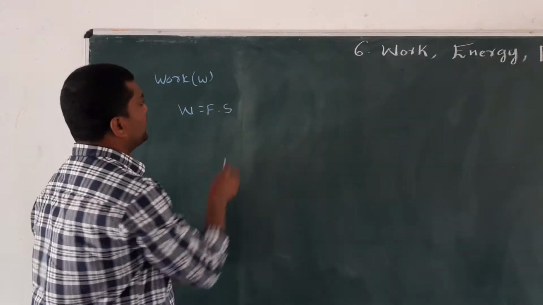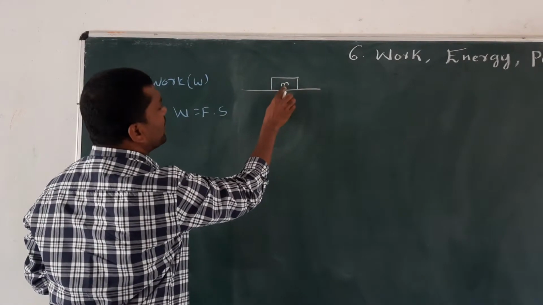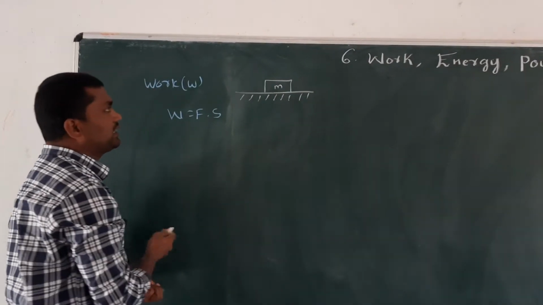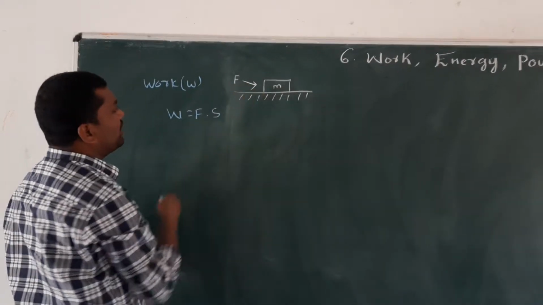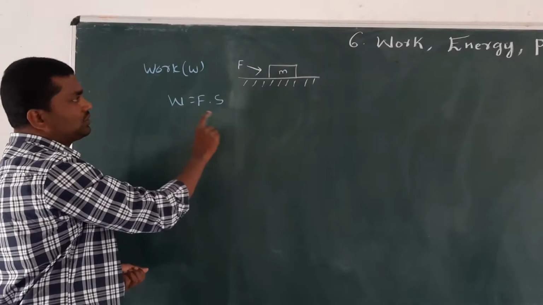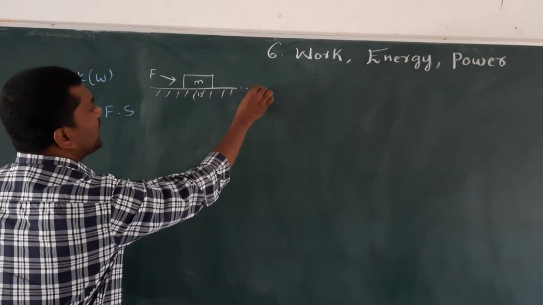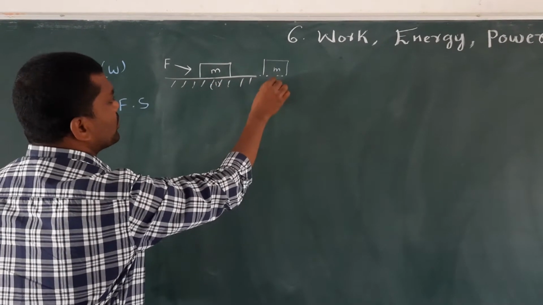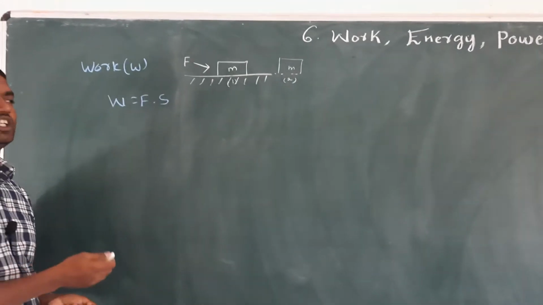Let us take an object on any surface. The object's mass is m. When we apply some force on the object, the force physical quantity is represented by F. Then the object can change its position from one place to another. So the object m reaches from the first position to the second position. The change in position of the object is called displacement.